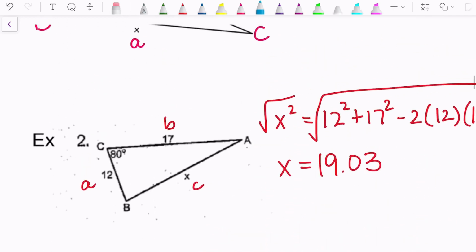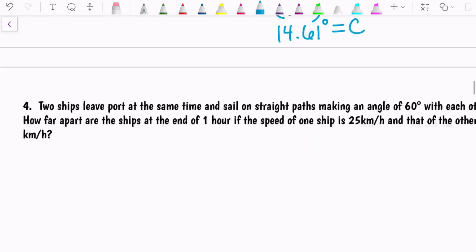And the other problems were when you're finding a side. Hope this helps.